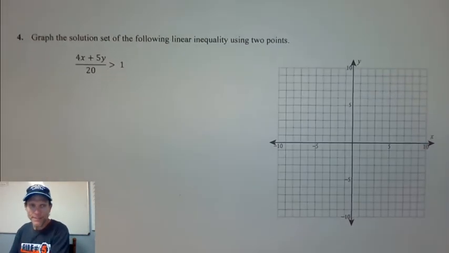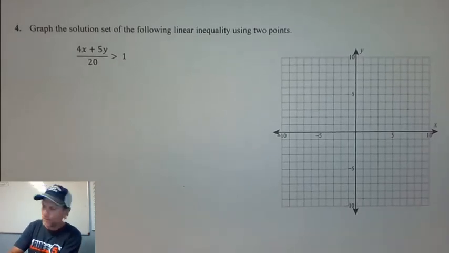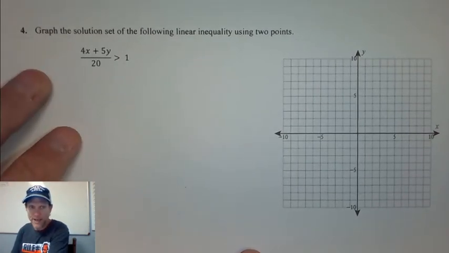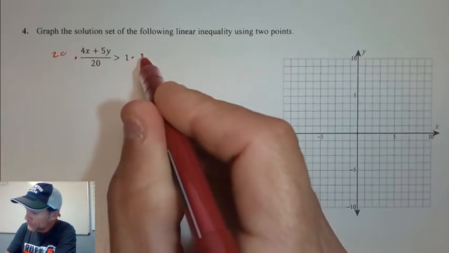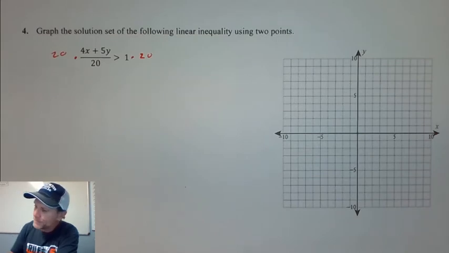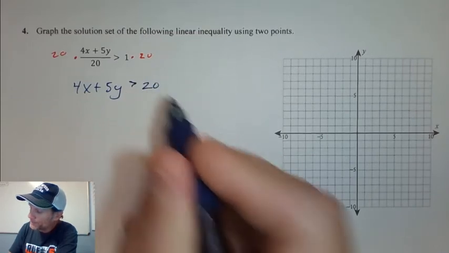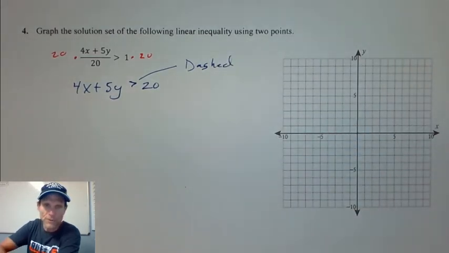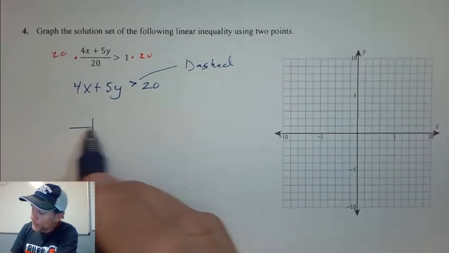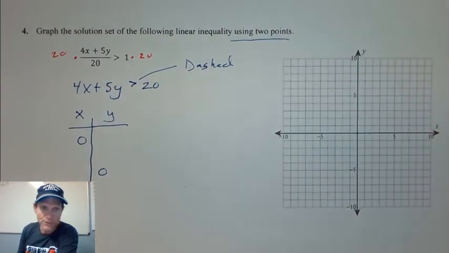You're probably going to get a problem that involves a fraction. Now there's a technique that we could use to remove fractions. We wouldn't have to remove fractions, but I'm going to show you the technique of removing fractions here. I multiply both sides by 20. I get 4x plus 5y is greater than 20. Now I know right away it's going to be a dashed line because there's no equal sign in there. And if I've been working hard in this chapter and practicing, I might realize here that I'll try the intercept method because it says using 2 points.